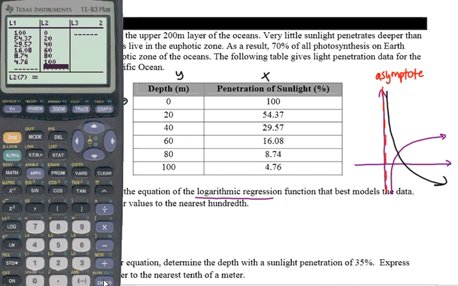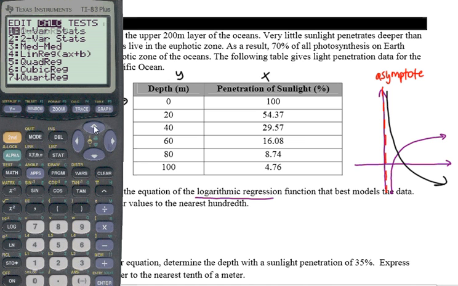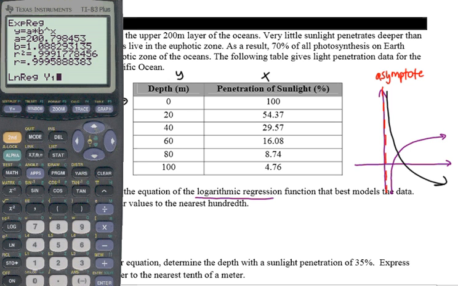No, we're doing a natural log, right? So it does take logarithmic regression. Okay, so stat, calc, I think it's number 9. Yeah, number 9. Bars, y, bars, enter, enter. You should get an equation.